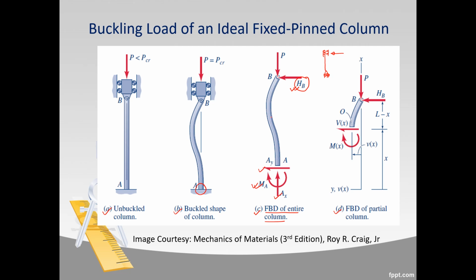You can cut a cross section anywhere in your column, and you can draw the free body diagram of either the upper section or the lower section. Here you can see the free body diagram of the partial column, that is, of the upper part towards the pinned end here.